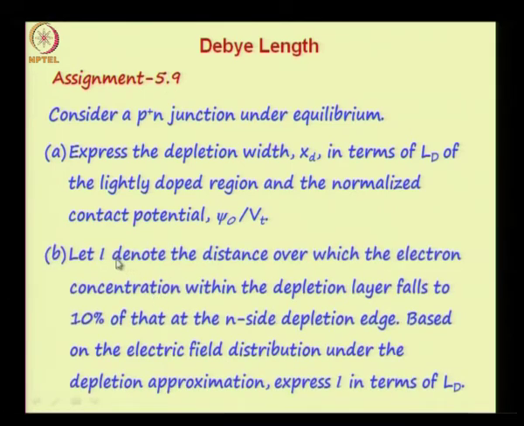Part B, let L denote the distance over which the electron concentration within the depletion layer falls to 10% of that at the n side depletion edge. Based on the electric field distribution under the depletion approximation, express this L in terms of the Debye length. Let me give you a diagram.